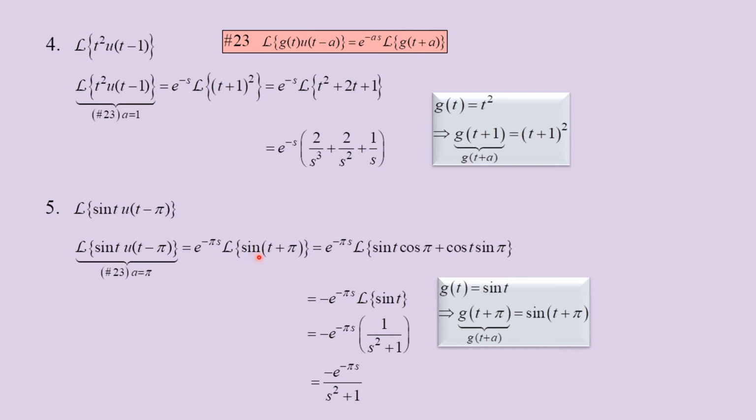So sine(t plus pi) is given by sine t cos pi plus cos t sin pi. But sine pi is 0, so the second term goes to 0, and cos pi we know is equal to negative 1. So this is the same as negative e to the negative pi s, Laplace transform of sine t. Cos pi is negative 1, so we have factored out the constant negative 1. The Laplace transform of sine t from the table of Laplace transforms is given by 1 over s squared plus 1, and so the final result, the Laplace transform of sine t u(t minus pi), is equal to negative e to the negative pi s divided by s squared plus 1.